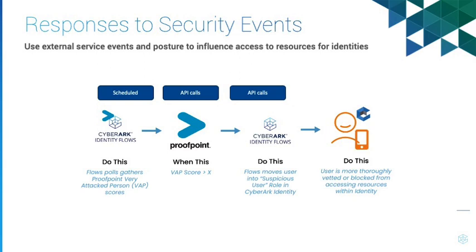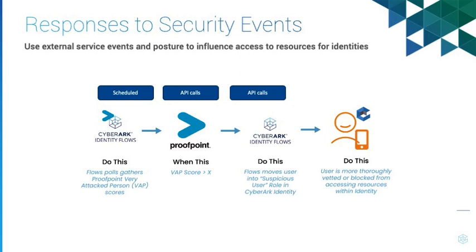The second use case is about addressing orchestration of responses to security events. In this case, CyberArk Flows will monitor Proofpoint. And Proofpoint is an email security tool that has an indicator on how attacked a user may be by email, spam, phishing, etc. That would result in a VAP score. And VAP stands for Very Attacked Person score.